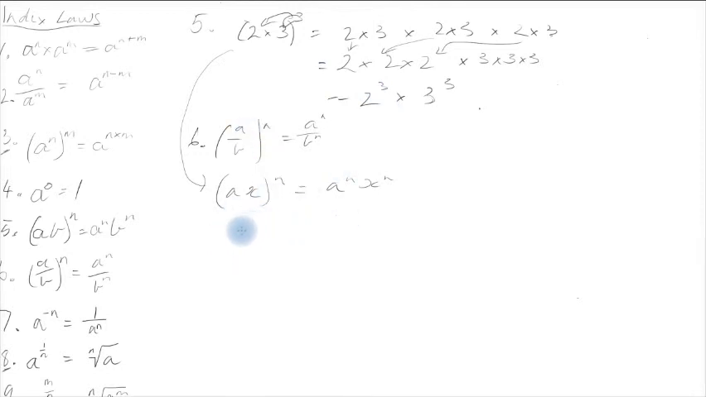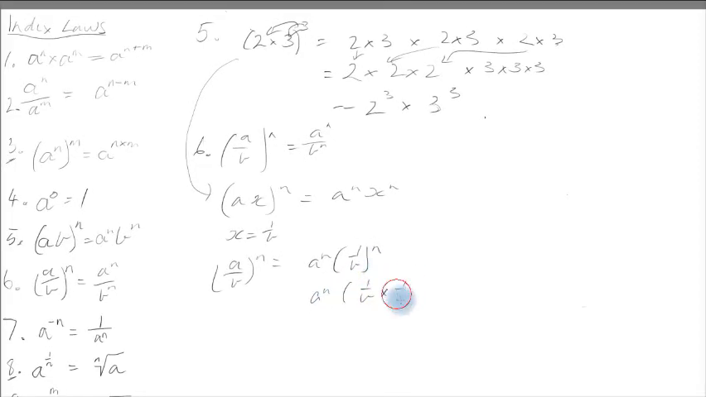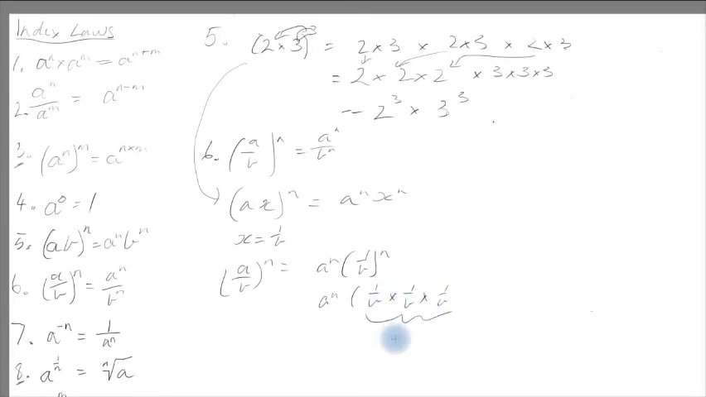But then what if we say that x equals 1 over b? So then suddenly we have from here, we've got (a over b) to the power n equals a to the power n times (1 over b) to the power of n. And so from this we can see that this is going to be true, because this is a^n multiplied by 1 over b, times 1 over b, times 1 over b, n times.